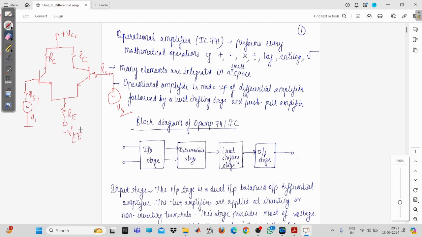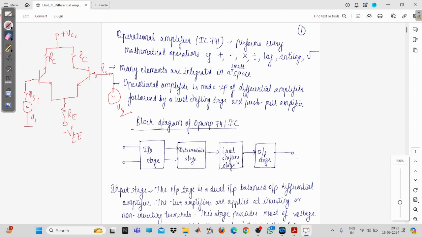I told earlier that this operational amplifier IC will require two power supply voltages, and these power supply voltages will ensure the reverse biasing of the collector base junction and collector emitter junction, and the forward biasing of the emitter base junction. So these are the biasing voltages which will be required, and these are supplied through RC and through RE.